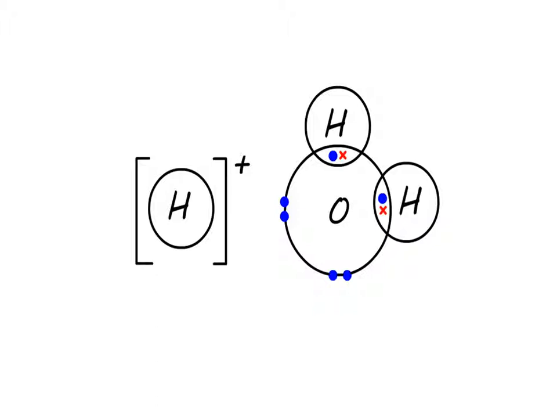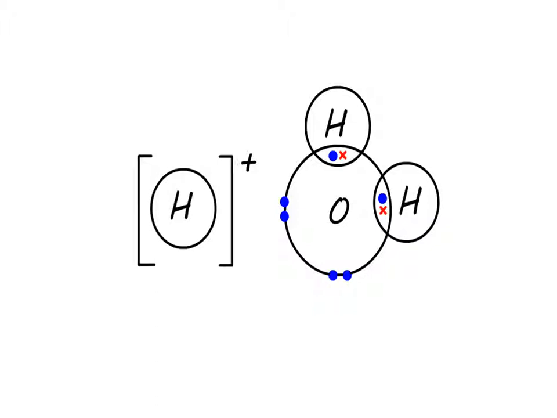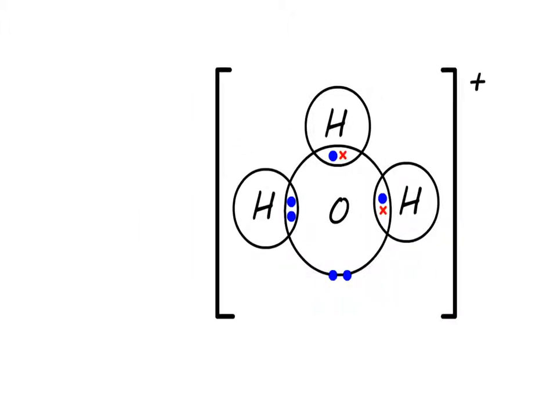Hydrogen ions that are released will link up with water molecules by forming a dative covalent bond with the oxygen atom and form H3O+ ions. And so when we talk about hydrogen ions being released, we really mean the production of H3O+ ions.